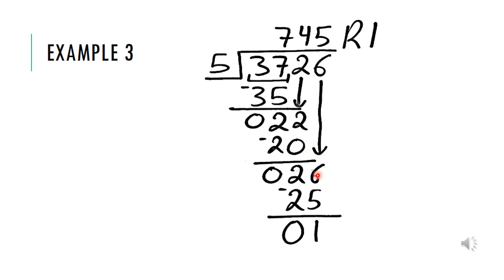Now I have 26. I ask myself, how many 5's do I need to get 26 or almost 26? 5 times 5 is 25. 5 times 6 is 30. I have to use the 5 times 5. I place the 5 in the quotient next to the 4. What's 5 times 5? It's 25. I place it under the 26. 26 minus 25 equals 1.